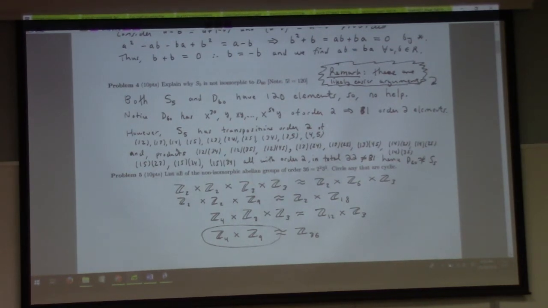But all the non-isomorphic abelian groups of order 36. So, are you guys happy with this? All right.